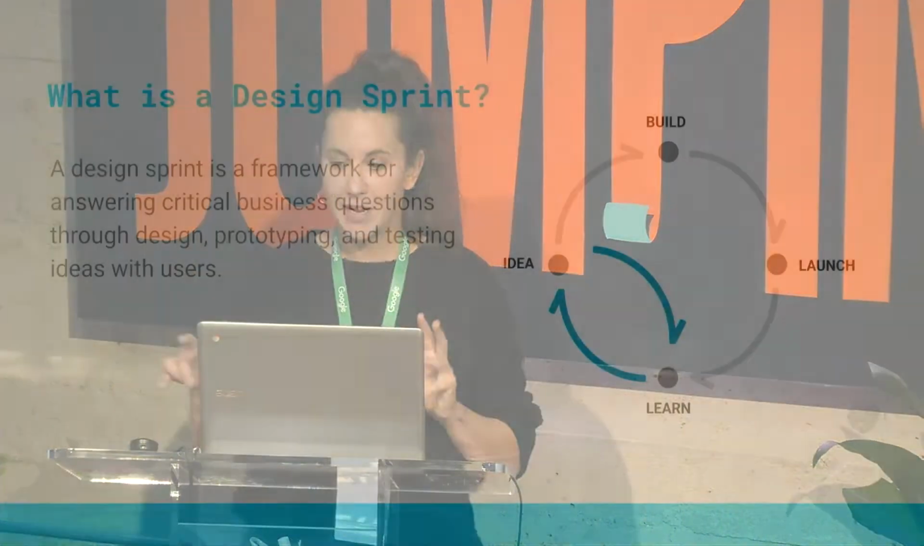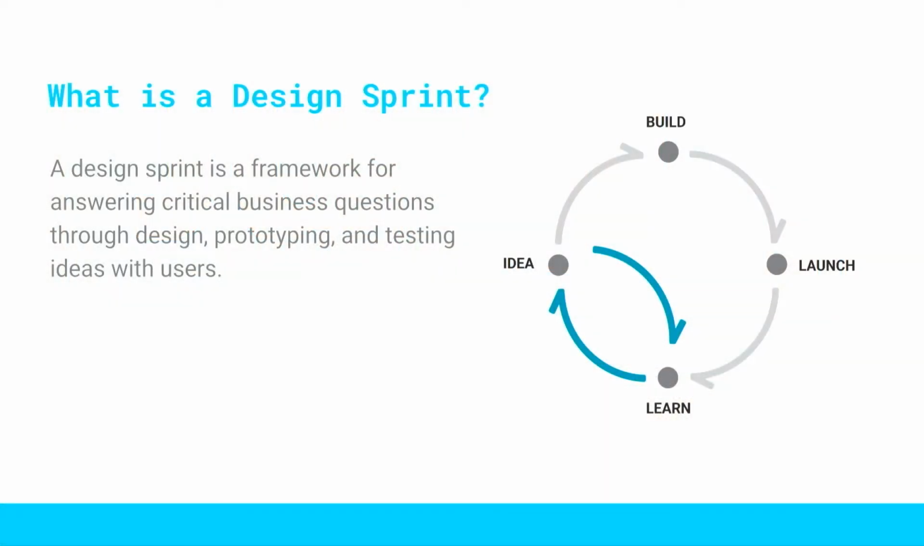Contrary to the name, design sprints are not just about designers and UX. These are also not agile sprints. People often get those confused because they're both called sprints. It is what it is. But we're talking about a Google design sprint today. A Google design sprint is a 6-phase framework for answering critical business questions through design, prototyping, and testing ideas with users.